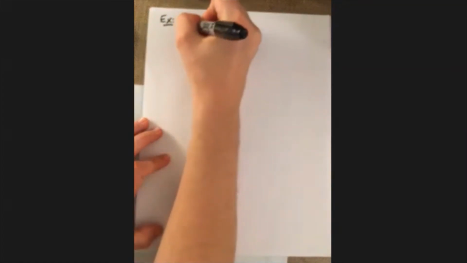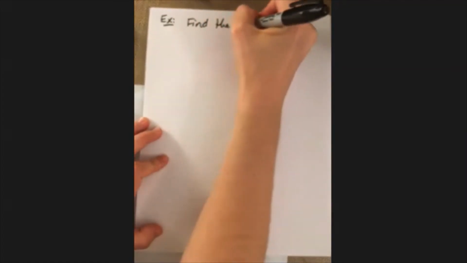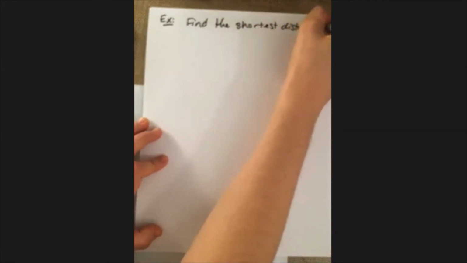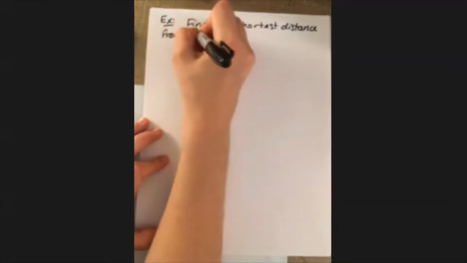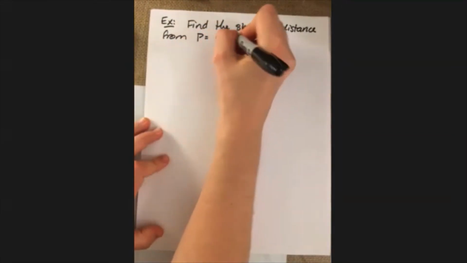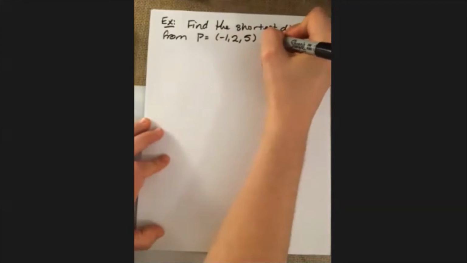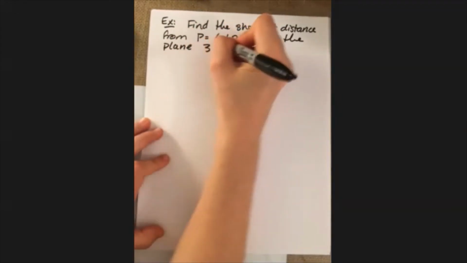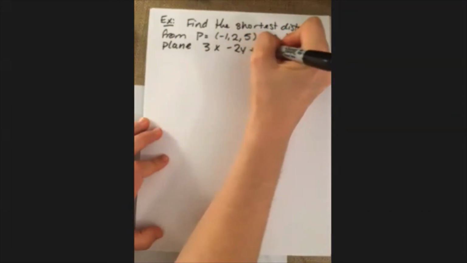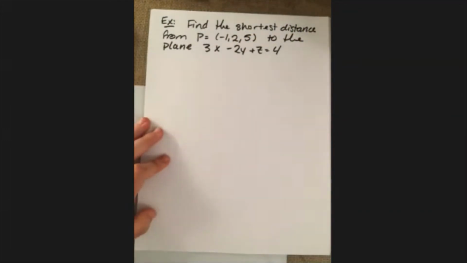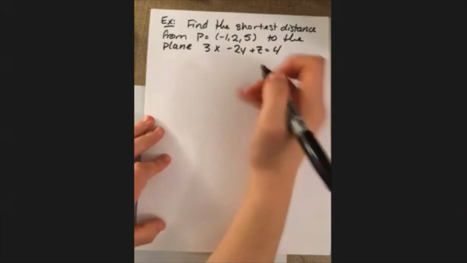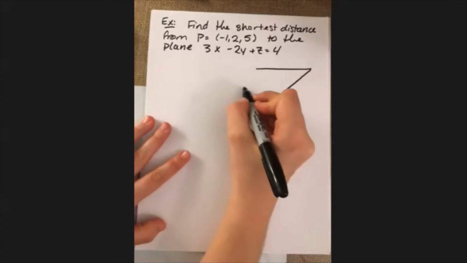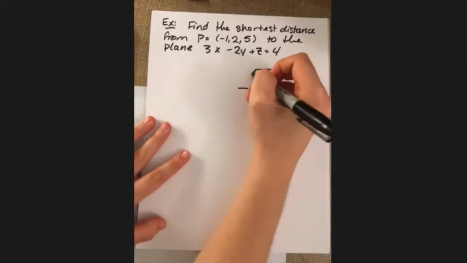So we will find the shortest distance from the point P equals (-1, 5) to the plane 3x minus 2y plus z equals 4. In order to approach this problem, we're going to start by drawing a picture just to get an idea of what we're looking at and help us figure out how we need to apply these things.